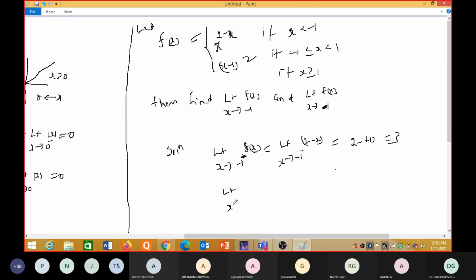x tends to minus 1 only from the right side. From the right side, which interval are we going to take? If you are not understanding, you should draw a graph and see what you get when x tends to minus 1 from the left hand side and from the right hand side. So the limit as x tends to minus 1 of f of x is x, and that is equal to minus 1. Correct, no?